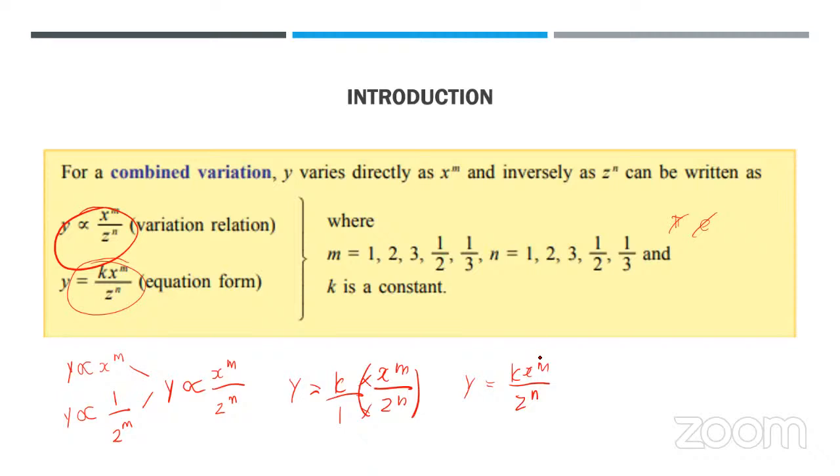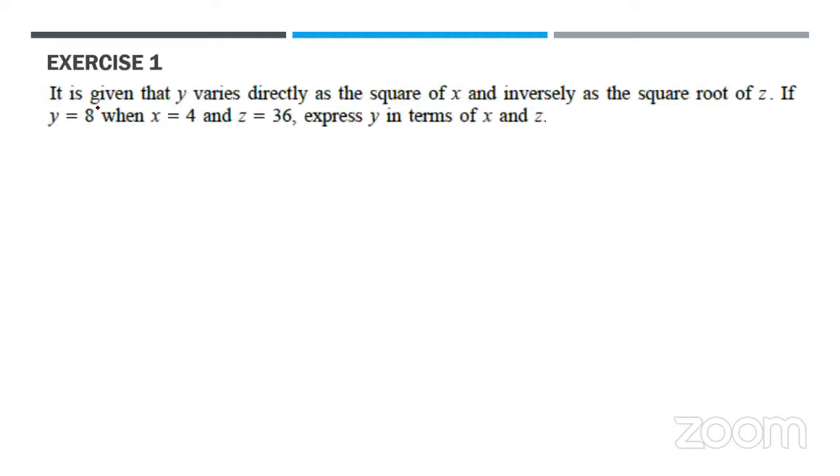Okay, so we have an exercise. It is given that y varies directly as the square of x and inversely as the square root of z. If y is equal to 8 when x is equal to 4 and z is equal to 36, express y in terms of x and z.